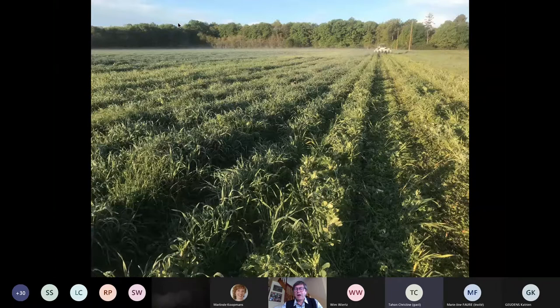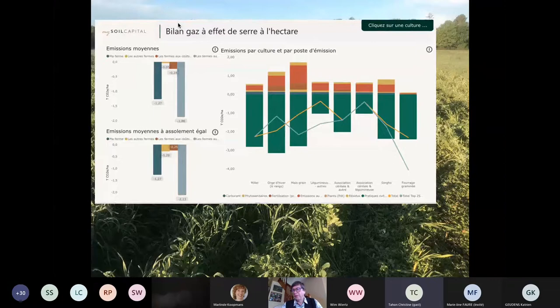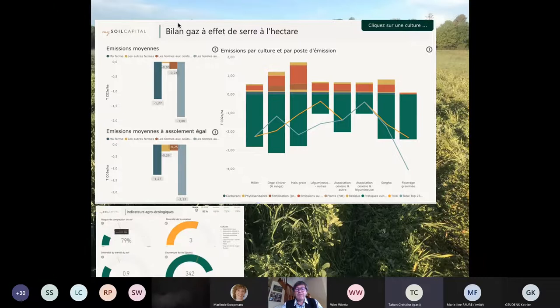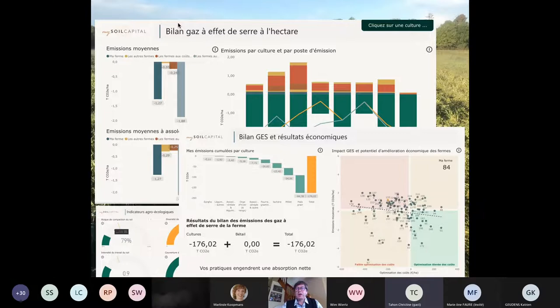On my own farm, we have measured the carbon thanks to Soil Capital Carbon, a Belgian company. And last year, for 2020, I was at minus 176 tons of CO2. So it's more than 1 ton per hectare, which in terms of car is 1,000,002 kilometers with my car. So now, thanks to my farm, I can go 3 times around the globe with my car, and I'm still neutral.